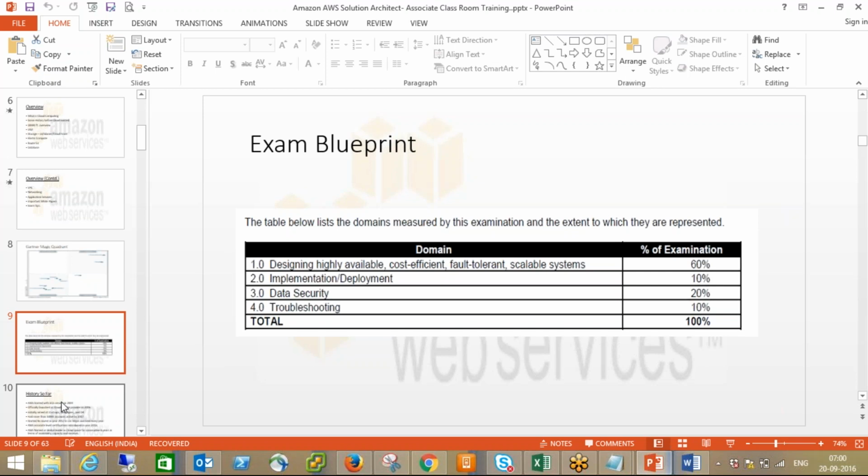Alright, so this is it for today, and tomorrow I'll take you through the journey of how AWS started, what are the different services. I'll give you the overview and we'll take it from there. Right, so any questions for whatever we covered today?